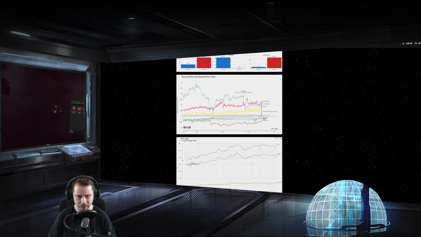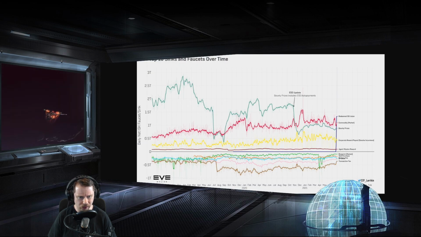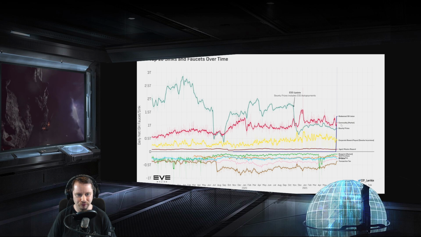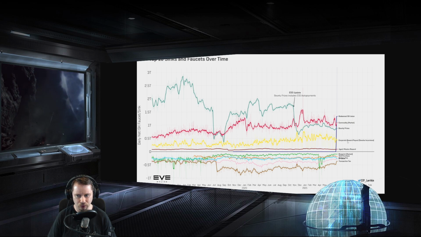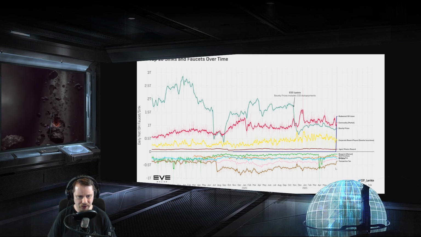Sinks over time, let's see if we got anything interesting here. Maybe we'll take a quick look at that. Yeah, there it is. All of a sudden, the redeemed ISK token shooting up above the commodities market, above the bounty prices, and then the corporate payouts. Okay, ESS update is here.